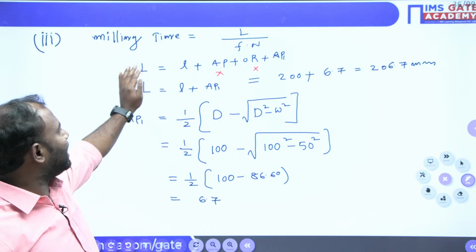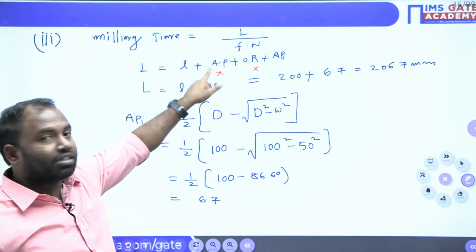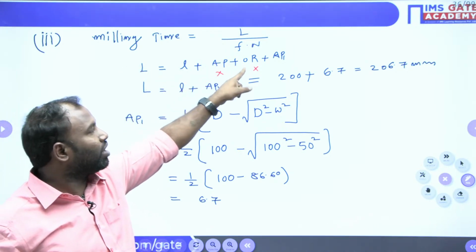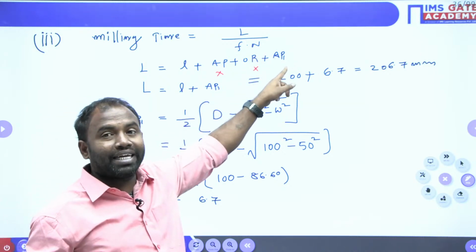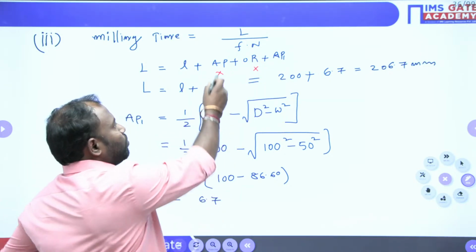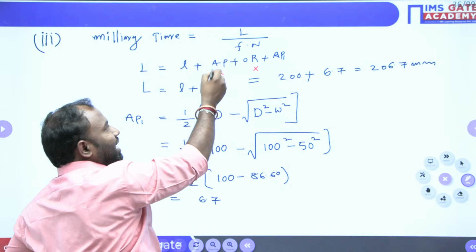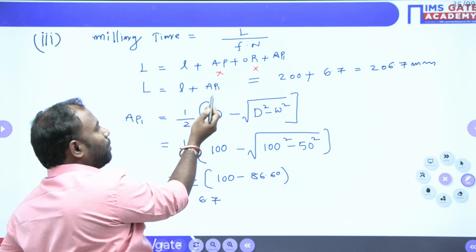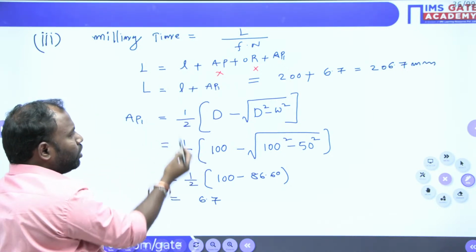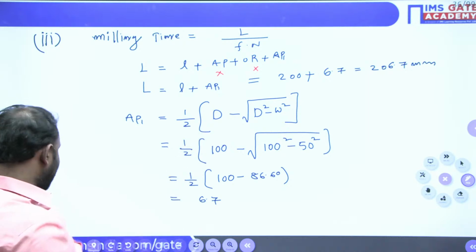Now I have to decide L. L is equal to length of the job plus approach length of the tool travel and overrun of tool travel, and also compulsory approach, right? But approach and overrun are not mentioned in the problem. That is why we neglected that. And L plus approach is going to be this much, and I just added that.